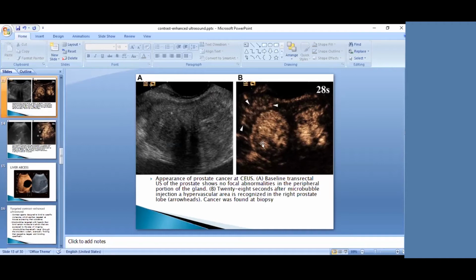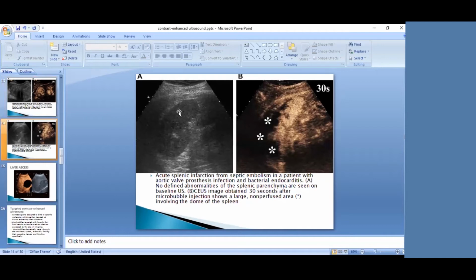Okay. Now see this, you can see here there is a lesion. B, 28 seconds after microbubble injection, a hypervascular area is recognized in the right prostate lobe. Cancer was found at biopsy. We found a hyper-enhanced area by contrast enhanced ultrasound, a suspected area. So we took a biopsy and we discovered there is a cancer.